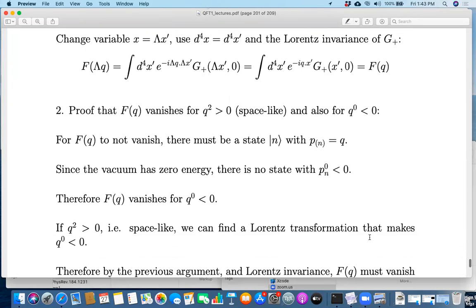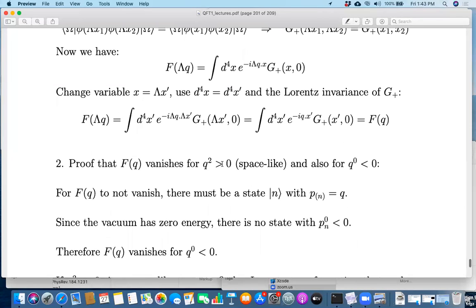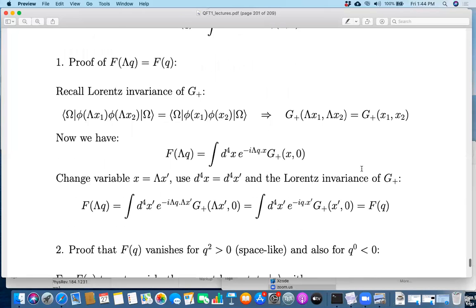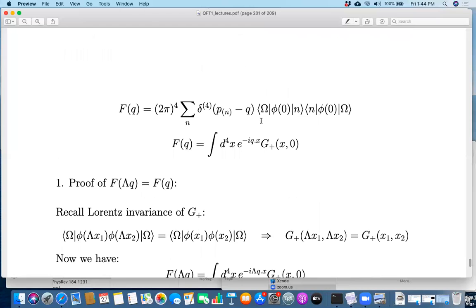So next, we are going to try to prove that f of q vanishes for q square positive, and also, independently of this, for q naught negative. So let's first prove that f of q is 0 whenever q naught is negative. To prove this, let's look at the expression for f of q, this top expression. You can see from here that in order for f of q to be non-zero, there must be some pn for which pn and q are equal. Because if pn and q are not equal, then of course the delta function is 0. So in order that f of q is non-zero, there must be some pn for which pn naught is equal to q naught.